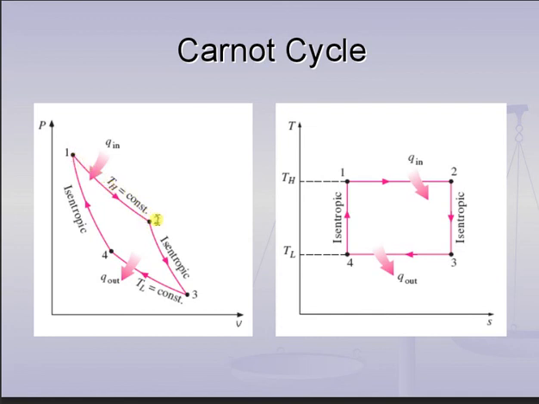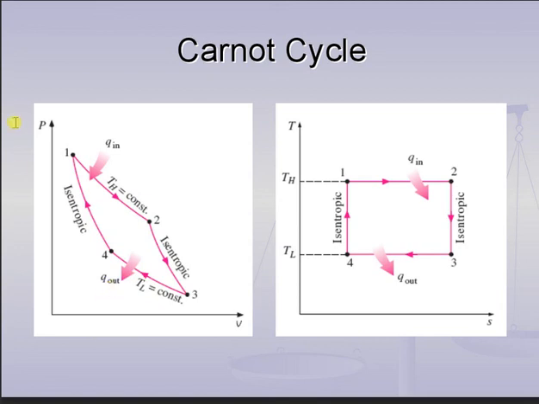Then 2 to 3 is an isentropic process. Guess what an isentropic process is? Isentropic means at constant entropy, which means the randomness of the system has not been disturbed. Then from 3 to 4, the heat is rejected. Whatever we take in, we have to put out, and it is at constant temperature.